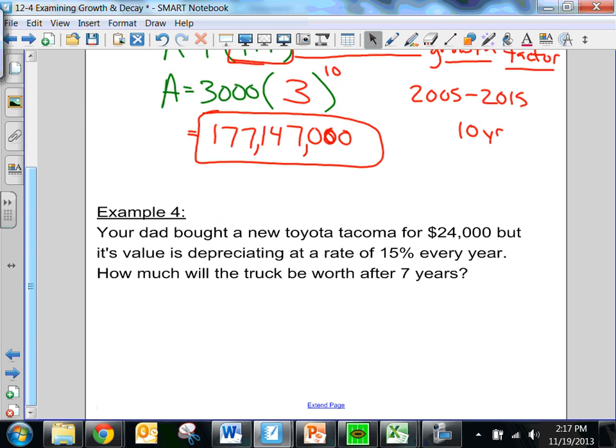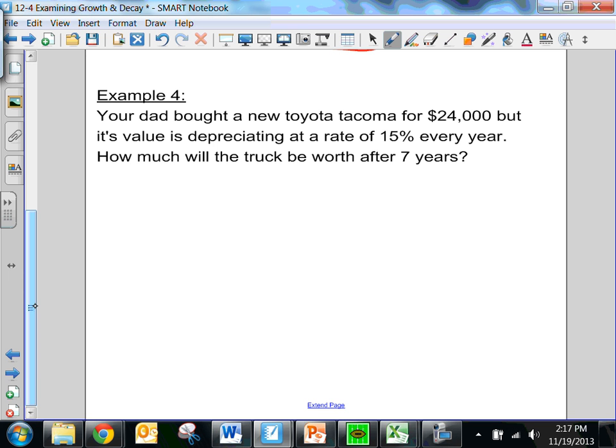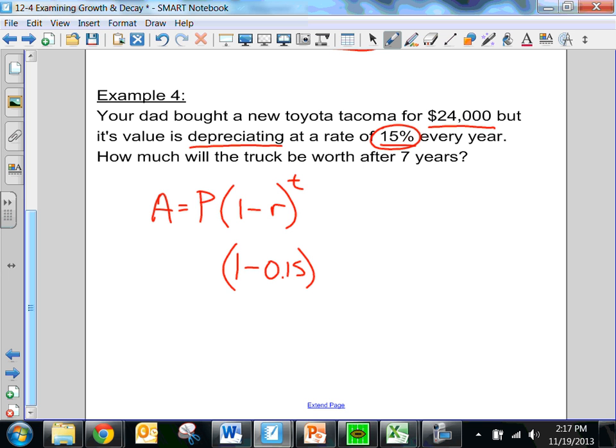All right. Next one is example number 4. Your dad bought a new truck for $24,000, but the value is depreciating at a rate of 15% every year. So we're going to use this formula: A equals P(1 minus R) to the T. Now, this problem gives us a percentage rate, so I'm actually going to plug that in. It would be 1 minus 0.15, and the principal or the beginning amount is $24,000, and the T, the time in years, is 7 years. It's asking us how much it is going to be after 7 years.